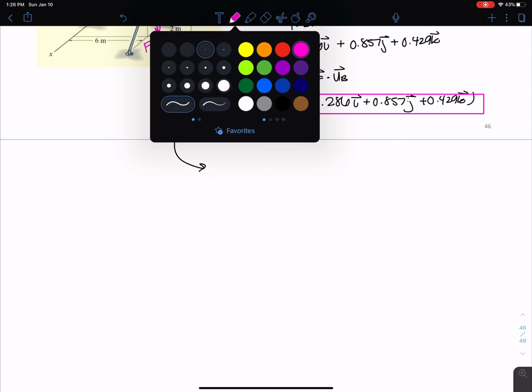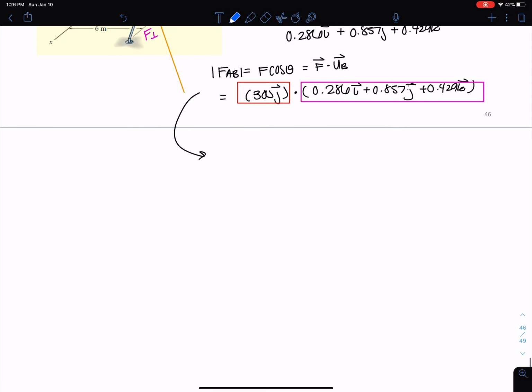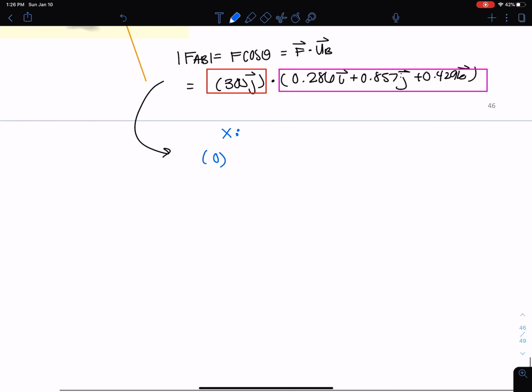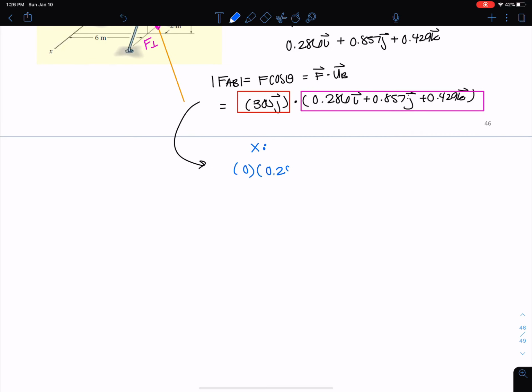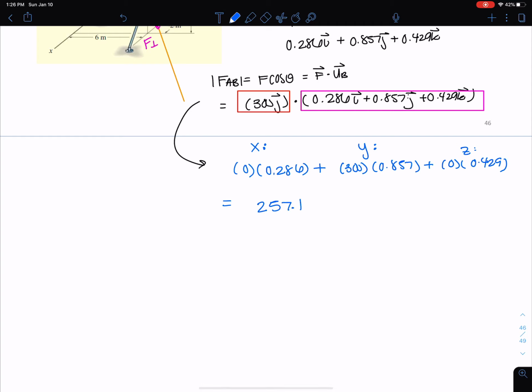Okay, so I'm going to start with the X component. So I'm going to multiply all of the X's in the red box times all of the X's in the pink box. So what are the X's in the red box? Nothing. No X's or I's in the red box. Okay, multiplied by 0.286. Okay, now the Y, and I'm going to add the Y's. The Y, I have a 300, and I have a 0.857, plus now the Z, or K. I have 0 times 0.429, and I end up with a scalar value of 257.1. You just multiply and add all those together. And that is in newtons.